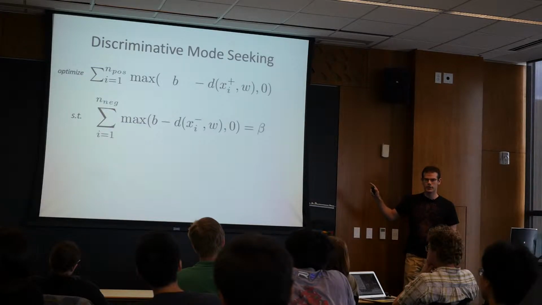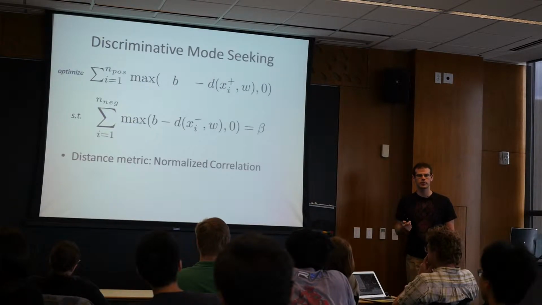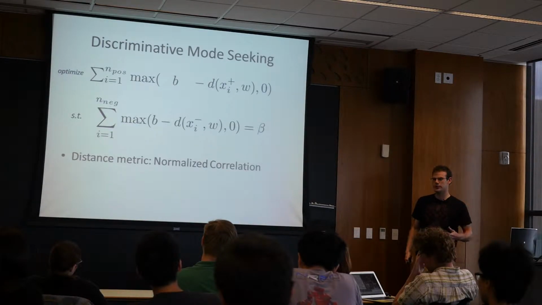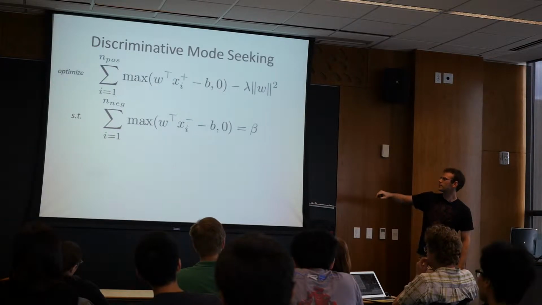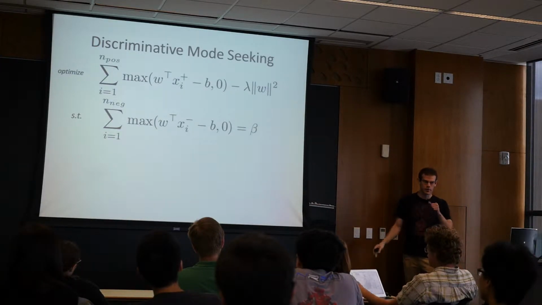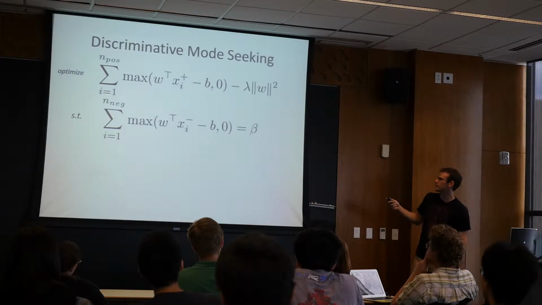Now we need to make a choice for the distance function. And for us, we're going to use normalized correlation, because first, it's a good distance metric. It's used frequently in vision. But also, when we use this distance metric, we can rewrite, with a little bit of algebra that I'm not going to go into, we can rewrite it in this form. And now you can see that it actually looks pretty similar to a support vector machine.